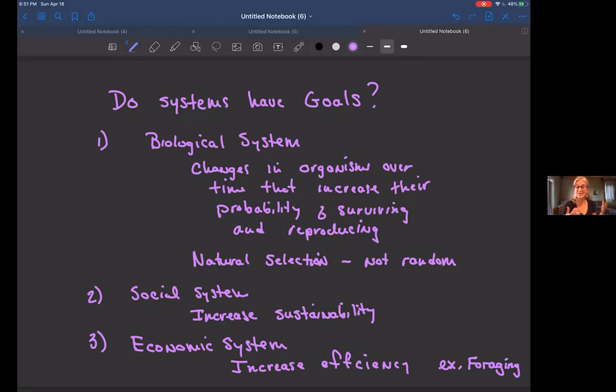So these are just some ideas about how systems are important. We can use them to make predictions. They're not random, they're predictable, and we can talk about some of the systems that we have as humans set up. What are the goals of those systems? What should the goals be? And then look at the goals of natural systems as well.